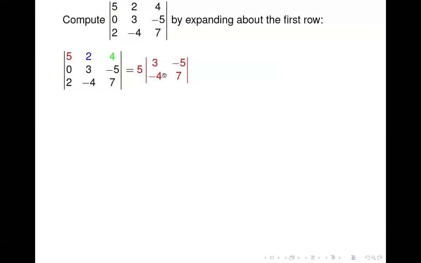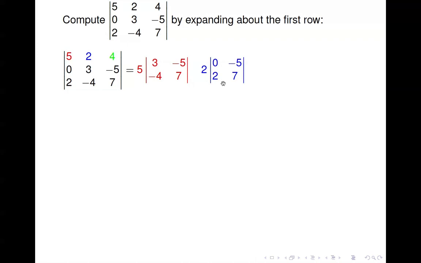Then we move over to the next entry in the first row, which is a 2, and we multiply that by the determinant of the matrix you get if you eliminate the first row and the second column, the row and the column containing the 2. So we're left with the 0, 2 here, and the negative 5, 7 here. That's how we get this matrix.